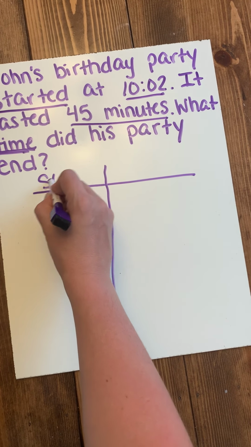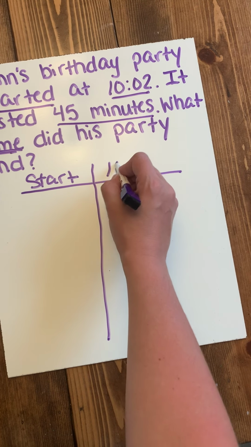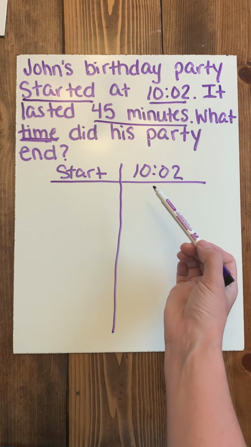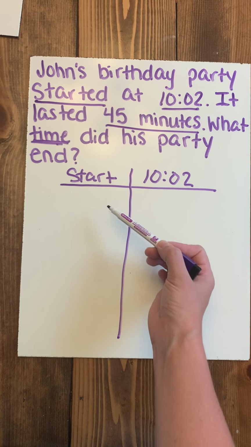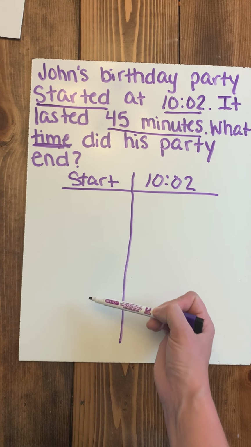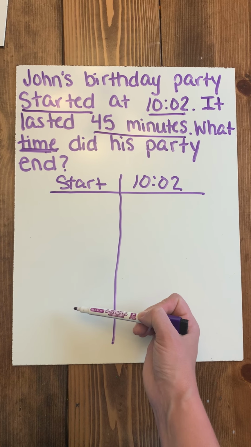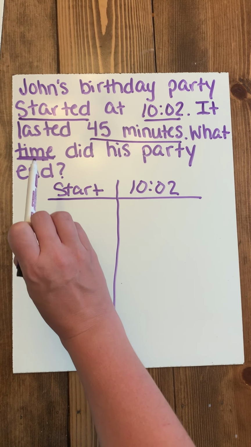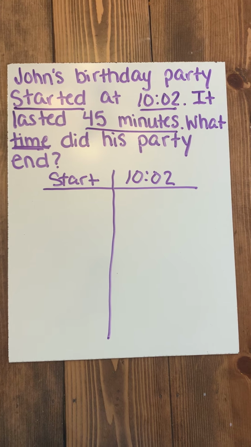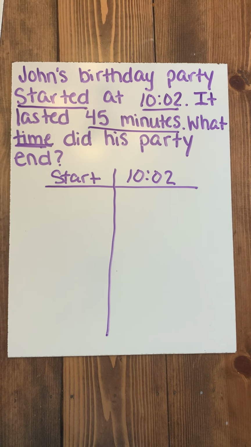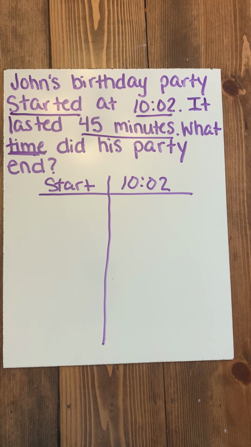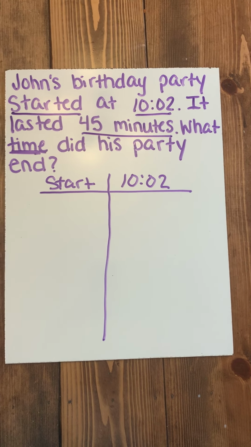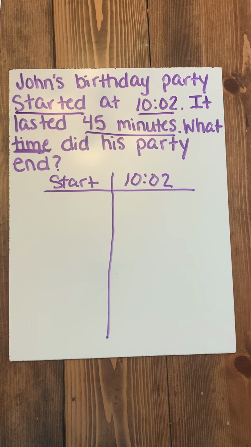So just like our first problem, I'm going to write our start time up at the top, which is 10:02. And then I'm going to add 45 minutes to 10:02, and I'm going to make sure this column over here, if I add it up, equals 45 minutes. But my answer is going to be a time because the question asks what time. If it says how long, then your answer is going to be in hours and minutes. If it says what time, then you need to really make sure that your answer is an actual time and not the number of hours and minutes.